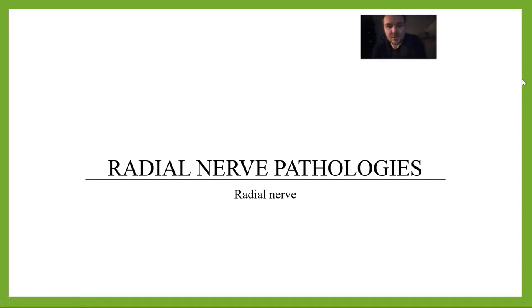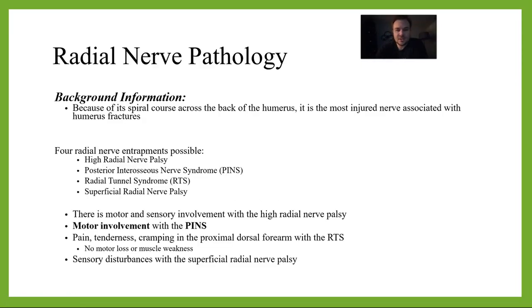So let's get into the final one here, radial nerve pathologies. This has been commonly known as radial tunnel syndrome. However, there are 4 radial nerve entrapments possible. One is called a high radial nerve palsy. That'd be a radial nerve compression injury in the mid shaft of the brachium, which is the upper arm. We'll look at that a little bit.